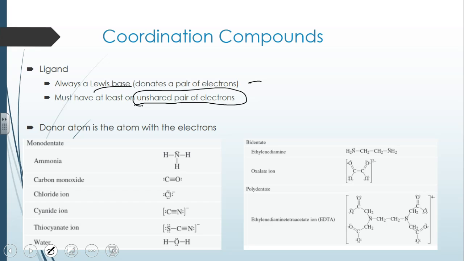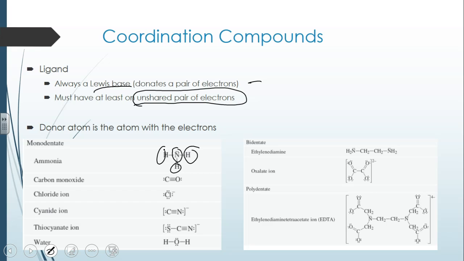The donor atom is the atom in the compound that has the unshared pair of electrons that makes the coordinate covalent bond. So ammonia, like this guy right here, ammonia is the donor atom. Hydrogen can never be a donor atom because it only has one electron. It can never have a pair of electrons to actually donate to become the donor atom.